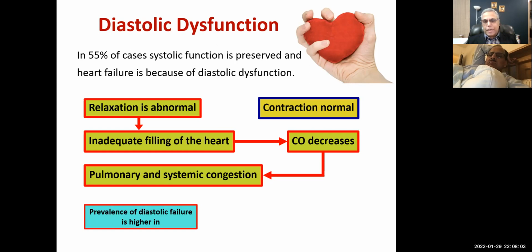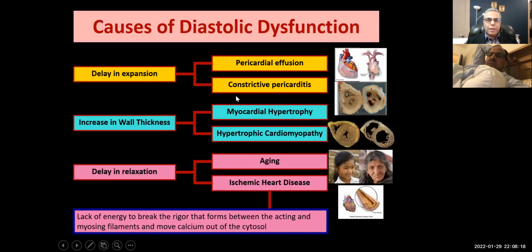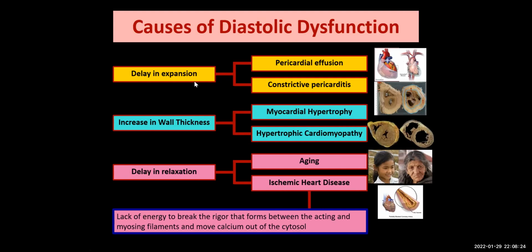Now, the prevalence of diastolic heart failure is higher in, as I said, I mentioned women yesterday, but in old age, in hypertension, in atrial fibrillation, all of these are the causes of diastolic dysfunction, and I'm going to show you one more slide. So causes of diastolic dysfunction, which are delay in expansion, and that happens in pericardial effusion, which I've shown you in this small little figure. If you see this one, there is fluid around the heart, so that will compress the heart and it will not let the heart fill properly in diastole.